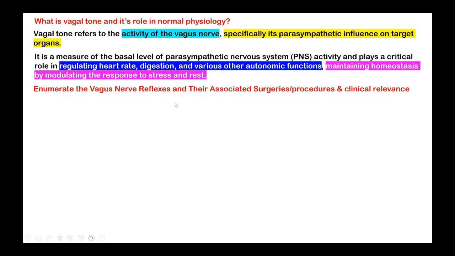Enumerate the vagus nerve reflexes and their associated surgeries or procedures and clinical relevance. What are all the various reflexes that you can encounter during your anesthesia practice? Oculocardiac reflex involves the vagus and trigeminal nerve. Trigeminovagal reflex. Oculorespiratory reflex. Oculoemetic reflex, sir, by vagus. Baroreceptor.